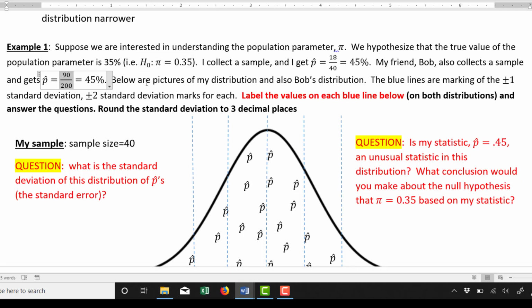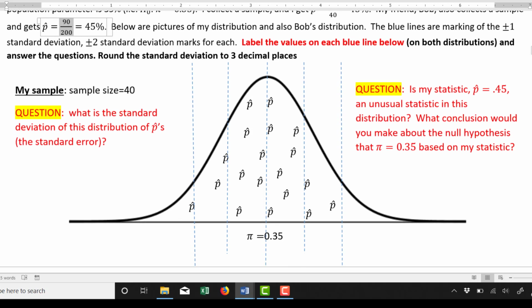I want to look at the actual distribution of sample statistics, the null distribution, and see the difference between Bob's null distribution and my null distribution, and really try to get an understanding of the effect that sample size has on the null distribution, and ultimately the effect it will have on our conclusion about the null hypothesis. So we're going to label my null distribution and Bob's and make conclusions for each.